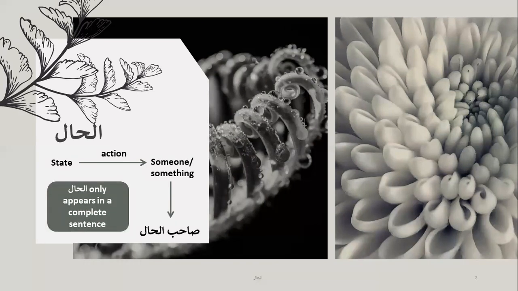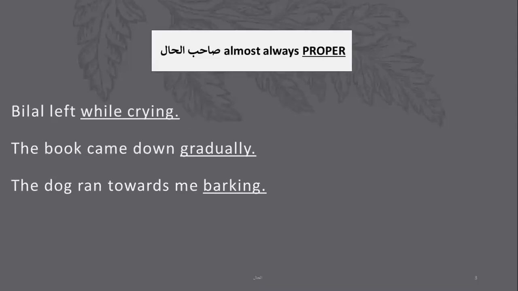Always remember, hal only appears in a complete sentence. We are going to explain this further, but just remember that if you want to find the hal, you have to first make sure your sentence is complete with all the necessary components. Okay, so sahibul hal almost always is proper. Now, again, I would refrain from saying always. So that's why I'm saying almost always it's proper.